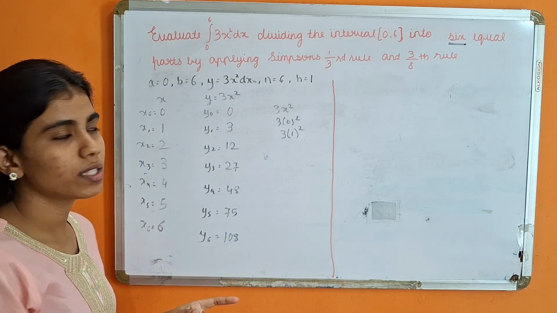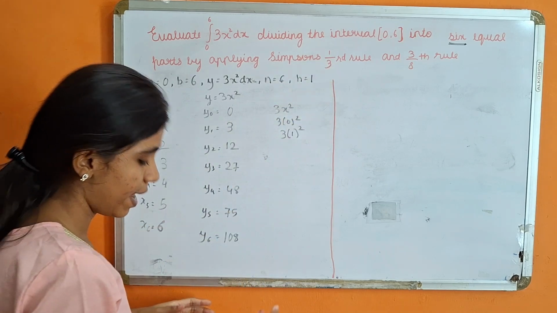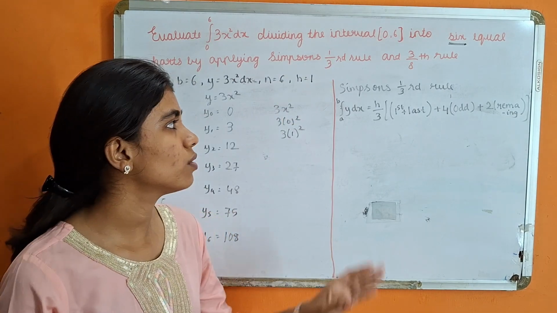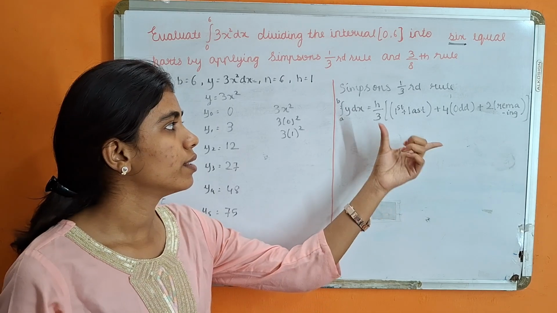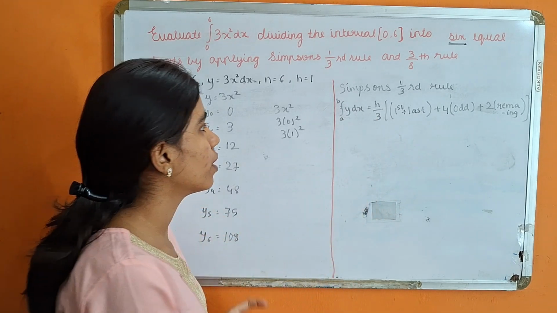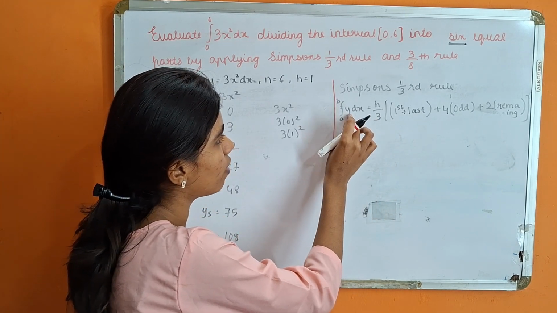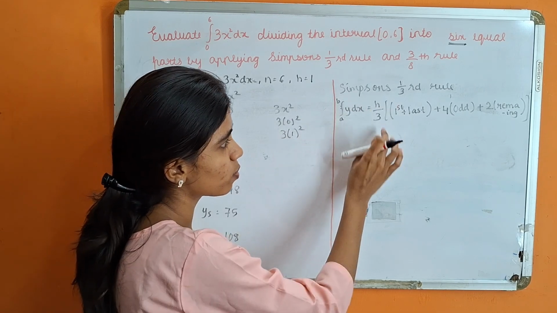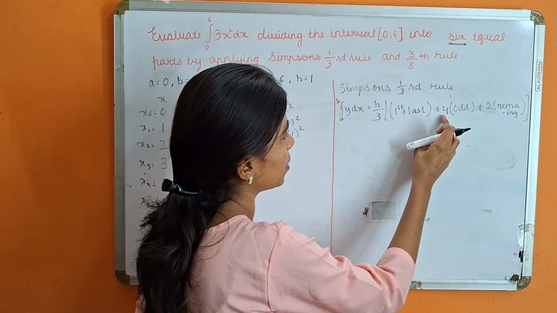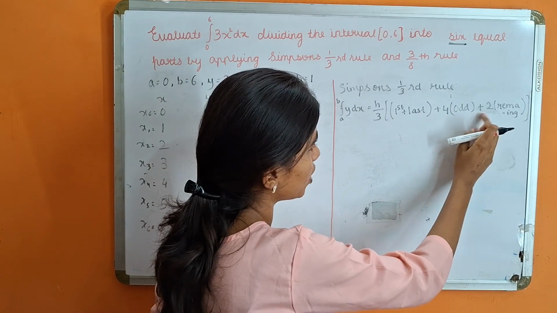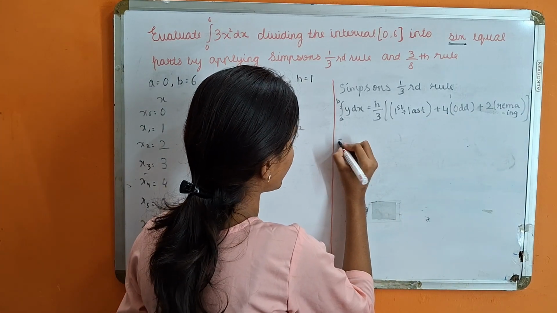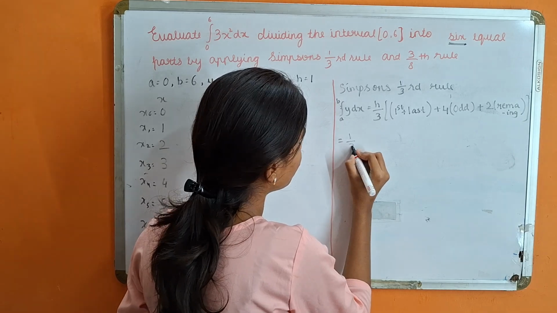Now we will solve the first thing, that is Simpson's 1/3 rule. I will write down the formula. To write the Simpson's 1/3 rule, this is an easy trick which I have discovered. So see, first you have to write the integral of y equals h by 3, first plus last plus 4 times odd plus 2 times remaining. How you have to write this is, h is 1 by 3.